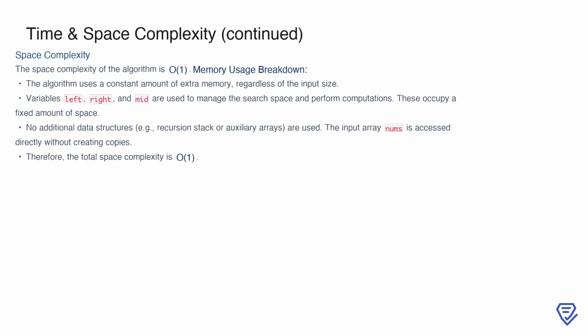These variables take up a fixed amount of space, and no additional data structures like arrays or recursion stacks are needed. The algorithm directly accesses the input array without creating any copies or auxiliary storage. As a result, the memory usage remains minimal and does not grow with the input size. This constant space requirement is another key advantage of the binary search solution, as it ensures that the algorithm remains efficient in terms of memory usage, even for very large arrays.